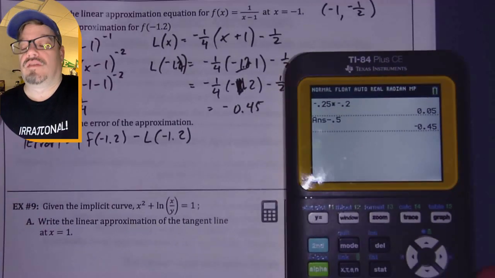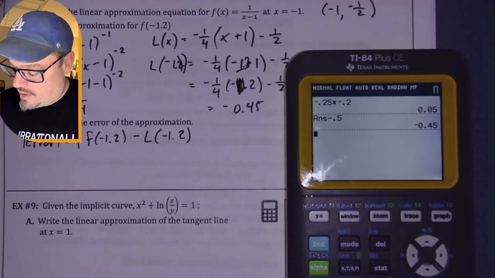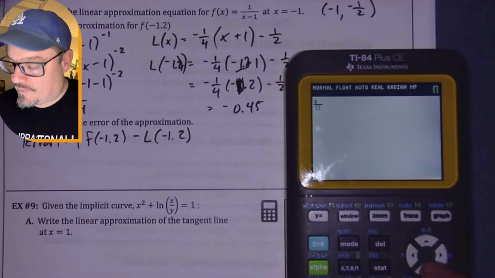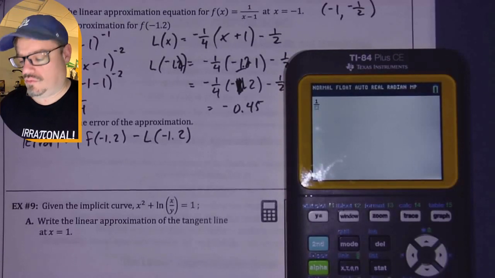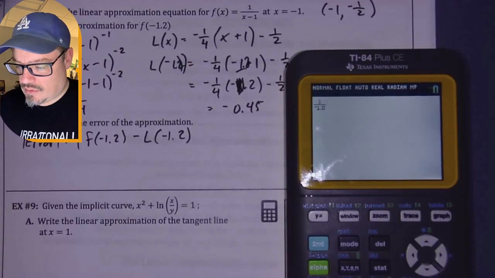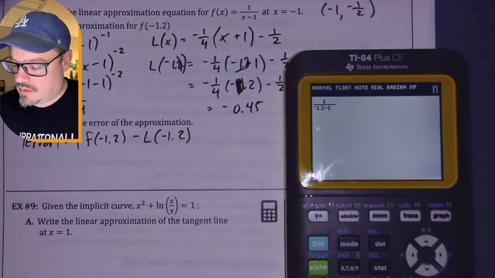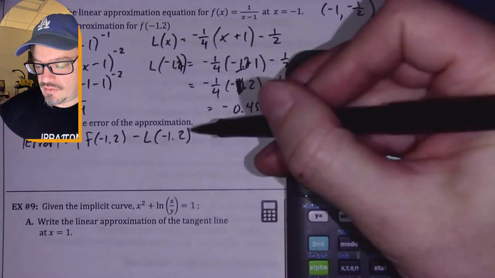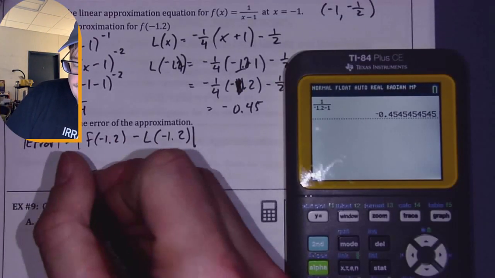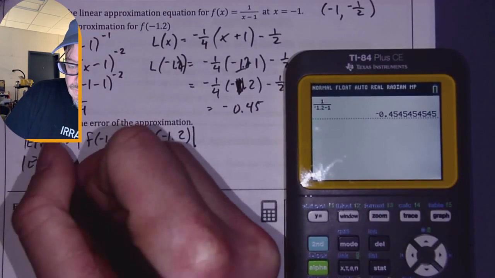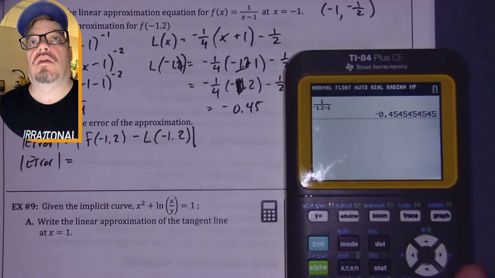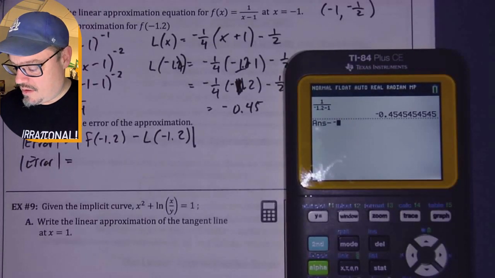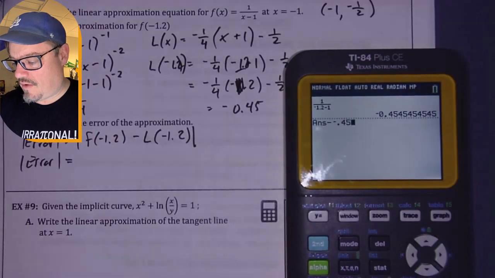Try to get the glare off. 1 divided by, actually, let's do the fraction bar. I like that. Negative 1.2 minus 1. Enter. Okay, so we got this guy repeating. We'll make sure we get that absolute value. So we're just going to keep him there, and then we're going to subtract the negative 0.45. All right, so look at how close they are.